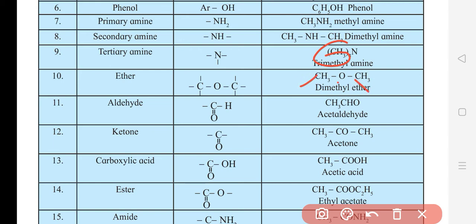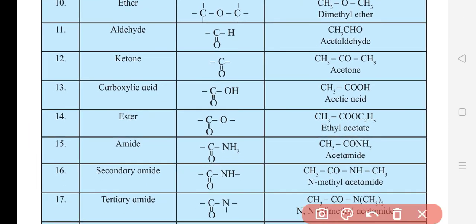Aldehyde, CHO, देखो यहाँ पे CHO. Acetaldehyde. Like this, ketone, we already studied this in 10th standard. Carboxylic acid has COOH as a functional group, ester has CO as a functional group. This is ethyl acetate, acetic acid. This is amide, CONH2. All are functional groups which are mentioned in this table particularly.